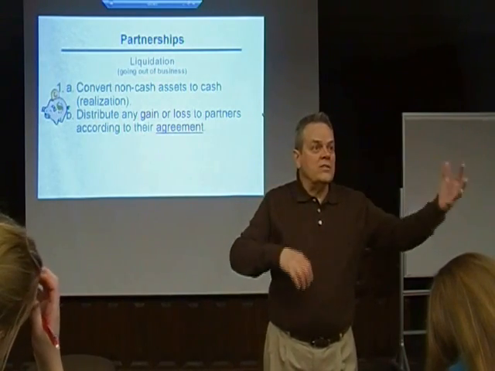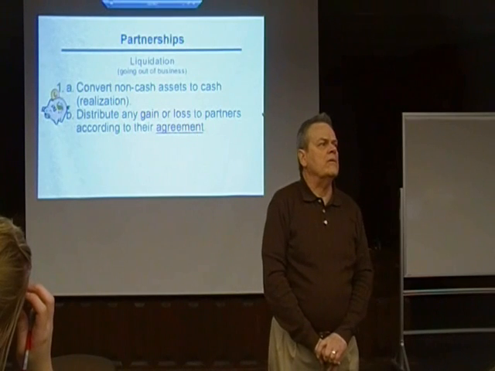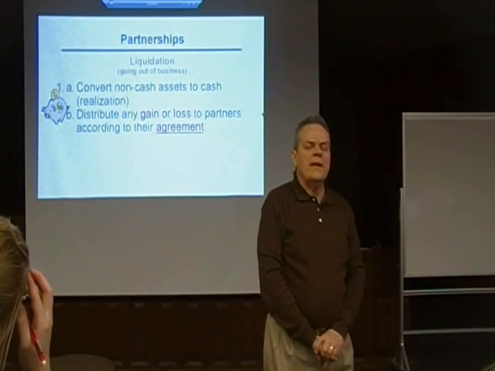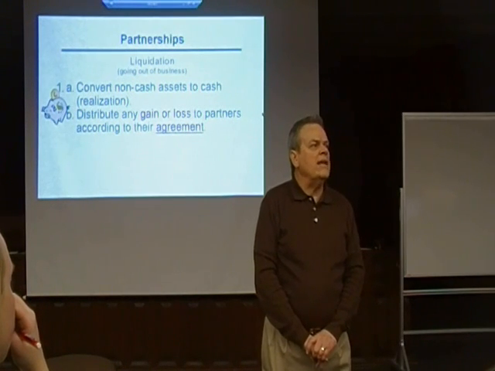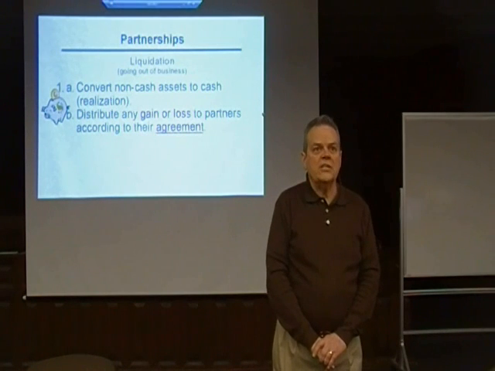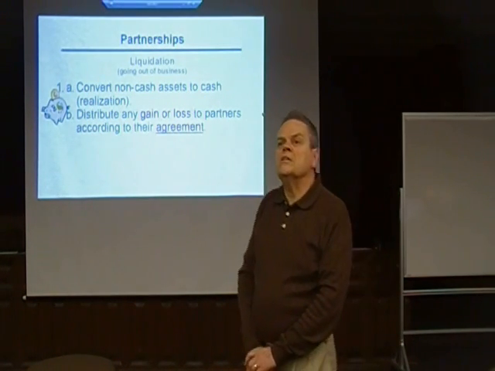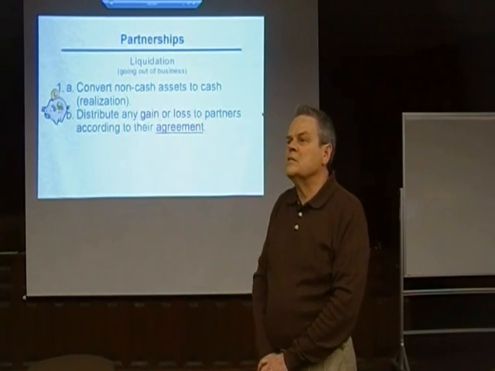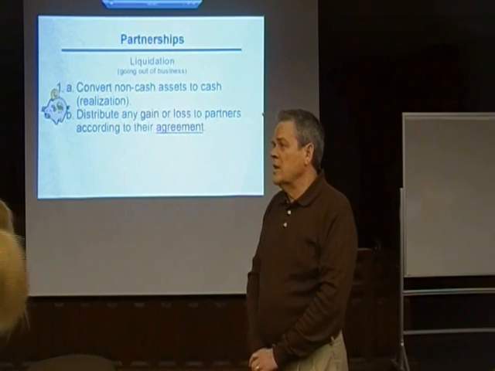You've got a gain on some things and losses on some things. You need to allocate that gain or loss to the partners the same way you've been allocating it since day one. Why change the rules now? We've been allocating gain or loss based on their agreement, and we should continue to do so. We're going out of business. The accounting equation is assets equal liabilities plus owner's equity. Creditors' claims come before owner's claims.